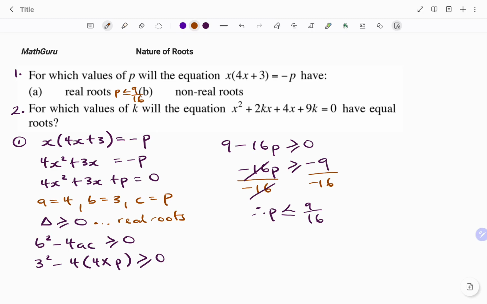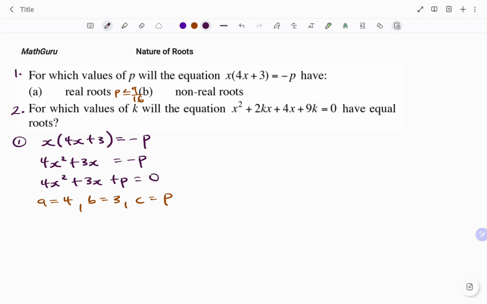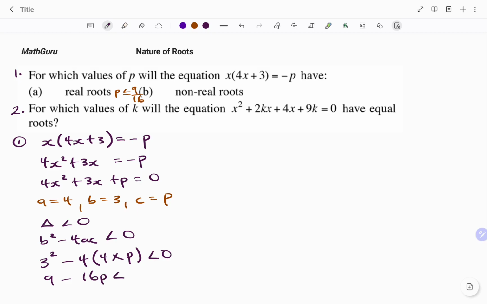Let's go to the second part of the question that says for which values of p will the equation have non-real roots. I'm going to leave the rewriting of the equation in the standard form as it is because I'm using the same equation. But what I'm going to change is that for me to have non-real roots, I need my delta to be less than 0. That means b squared minus 4ac must be less than 0. Slotting in my values again, 3 squared minus 4 times 4 times p must be less than 0, so I have 9 minus 16p less than 0.